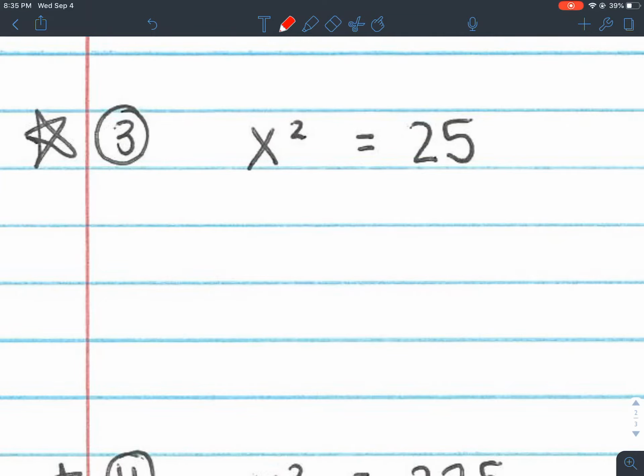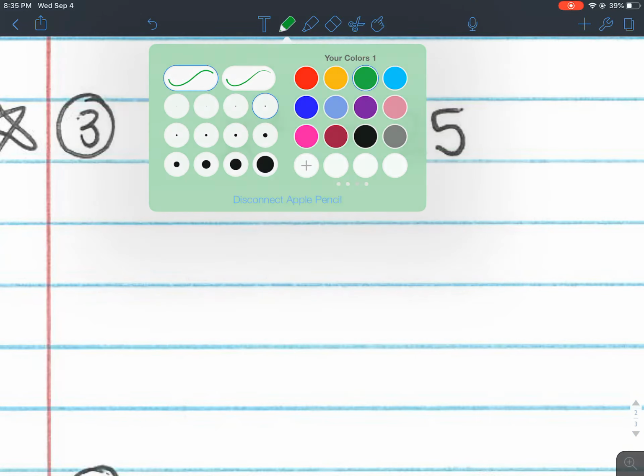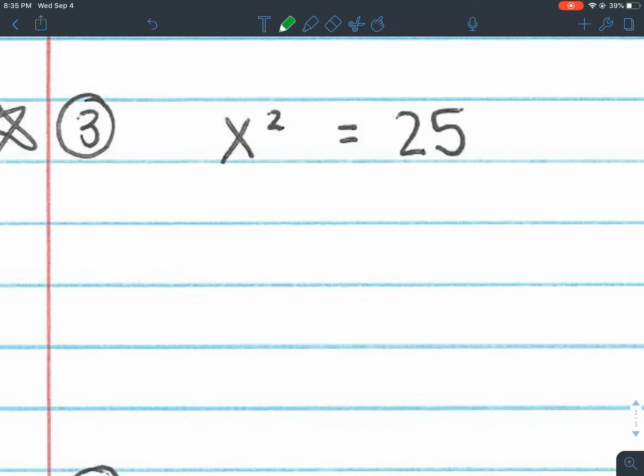So let's begin. This x is not by itself. What's connected? A little exponent, a square. In order to get rid of this square, I'm going to square root. And anything I do to one side, I have to do to the other side. So I'm going to square root this. And when I square root it, it's going to get rid of that 2. So all I have left is the x. But anything I do to that side, I also have to do to the other side.